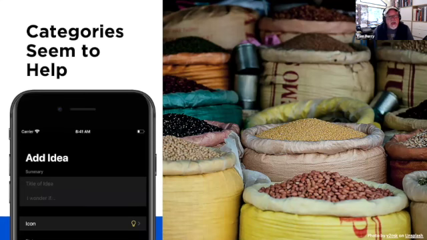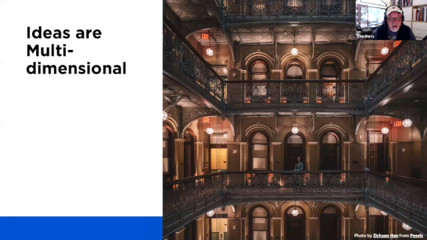The other thing is that categories seem to help. Putting ideas into different categories seems to make it easier for us to work with them. If we have a category for work ideas and home ideas and things like that, those categories seem to play an enabling role. So whatever tool we're using, we should have something that allows us to express ideas in terms of different categories. The other thing, of course, is that ideas are multidimensional. By that I mean they have a visual aspect to them, they may have an auditory aspect to them.